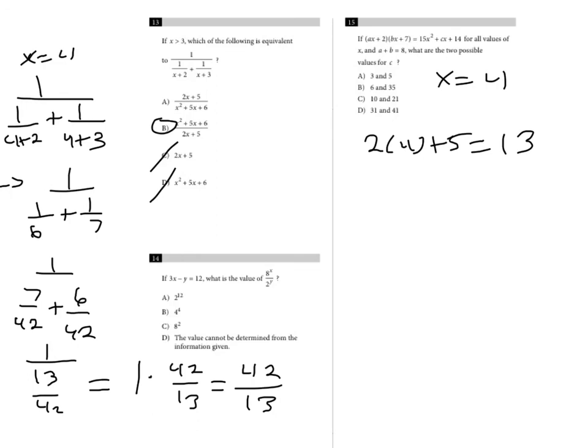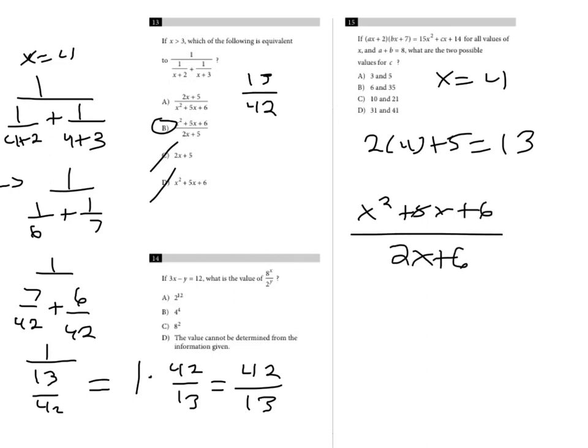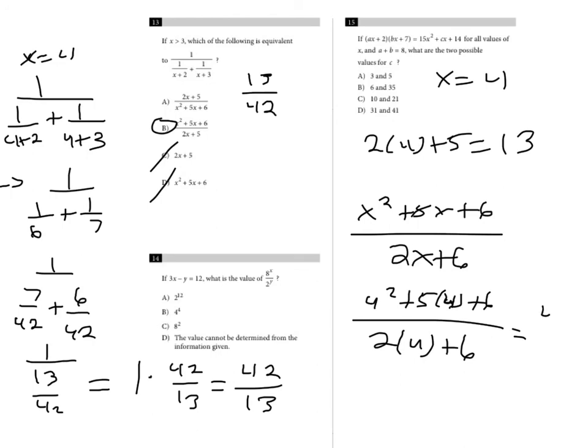So answer choice A would be 13 over 42, which is the reciprocal of what we want. So plug in x squared plus 5x plus 6 over 2x plus 5. We plug in 4 here. That'll be 4 squared plus 5 times 4 plus 6 over 2 times 4 plus 5. 4 squared plus 20, so that's 16 plus 20, which is 36, and add 6 will be 42.